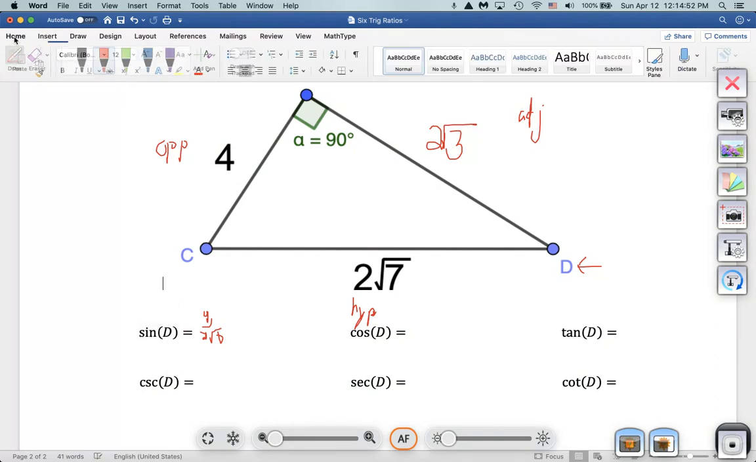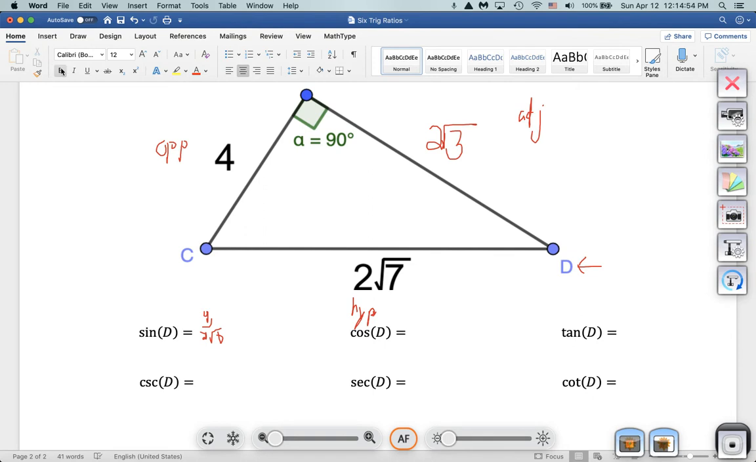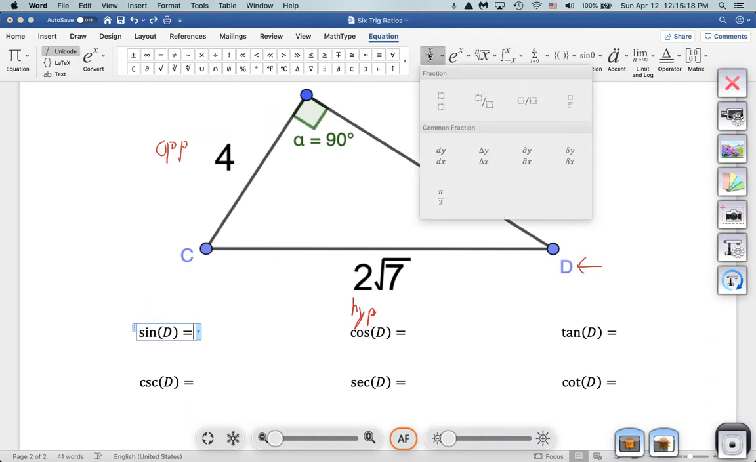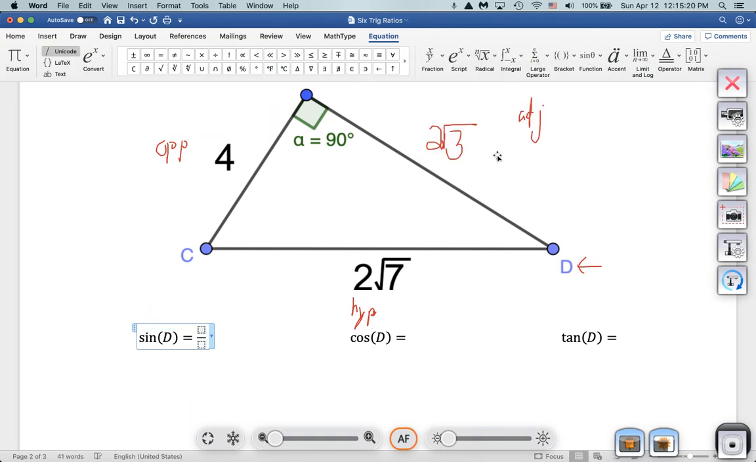So what I'm going to do now is go back here and first of all undo that mess. Go into here and type it in this way because this will be so much neater. So I'm going to do my fraction, and I'm going to type in 2, and then I can type in my square root of 7 over 7.